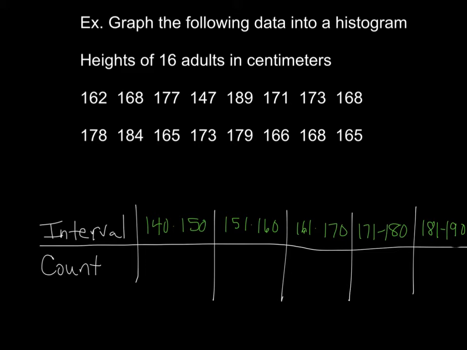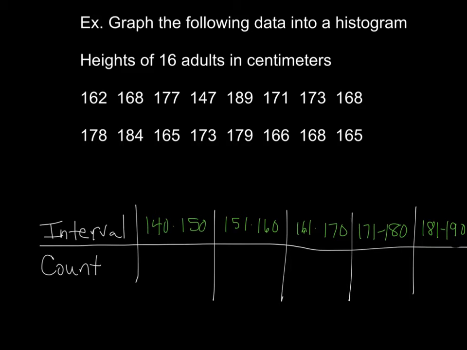All right, so here's an example. Graph the following data into a histogram. These are the heights of 16 adults in centimeters. So here you have a bunch of numbers, okay? I went ahead and chose intervals for you. You could have chosen whatever intervals you wanted, but typically when I see numbers like this, I'm thinking, okay, I'm in my tens, but with 100 in front of it.